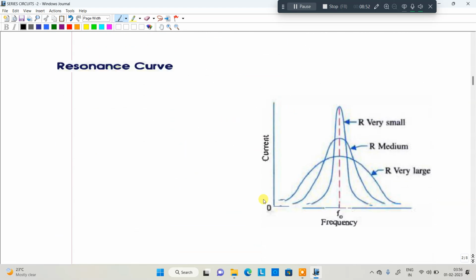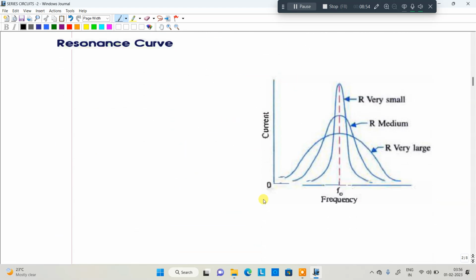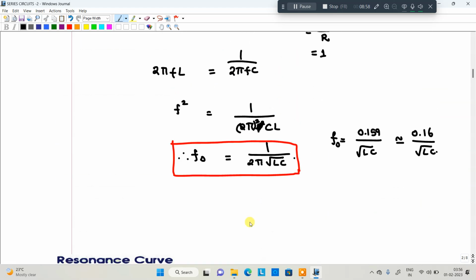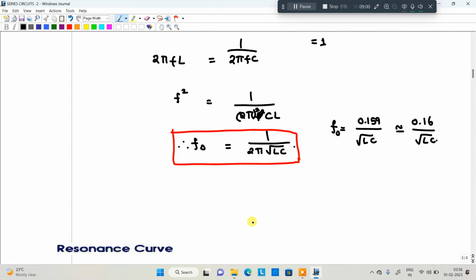Now we are moving to the resonance curve. So what exactly is the resonance curve? One more point here I would like to mention: at the resonance condition, current I is equal to V by Z. Whenever Z is equal to R, finally the current will be maximum at resonance, IM is equal to V by R. This is the current at resonance.